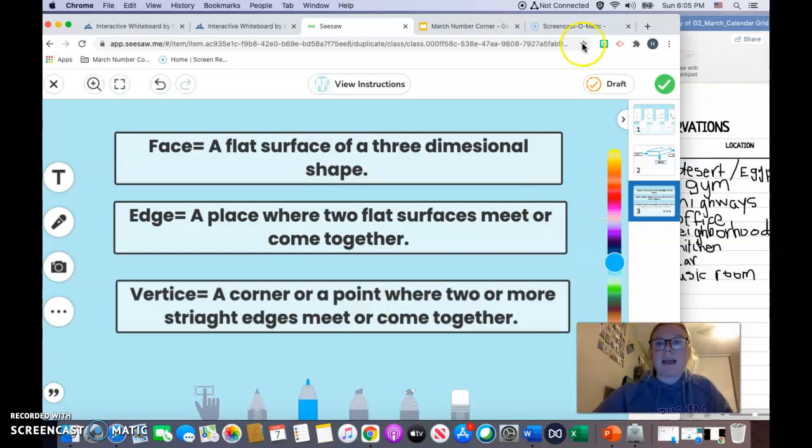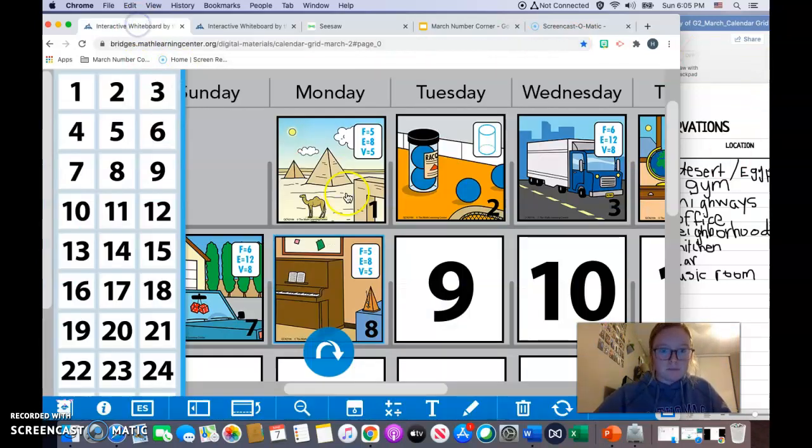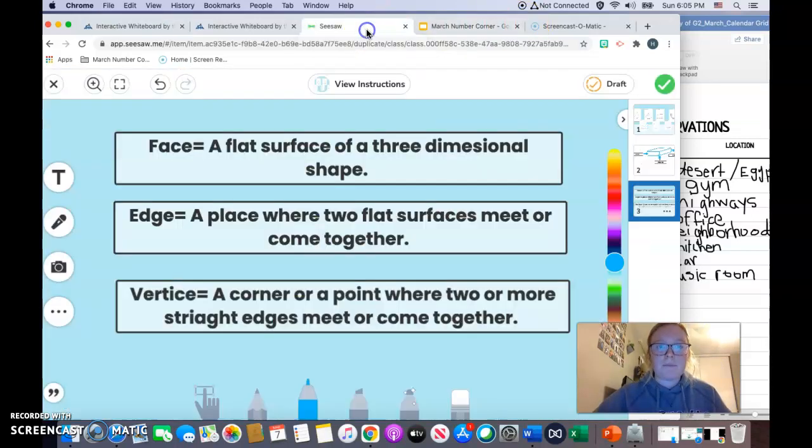So let's look back at our number cards here, these shapes here. So we have this shape here and we have this shape here. So we know it has 5 flat surfaces. It has 8 edges and it has 5 vertices, 5 points. Okay, do you have those numbers in your head? Awesome. So now let's go back here.